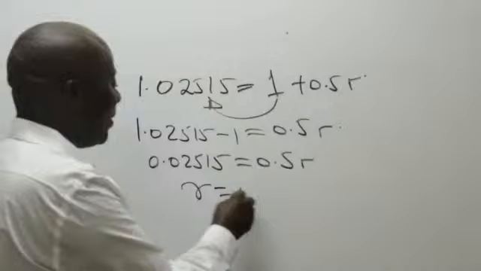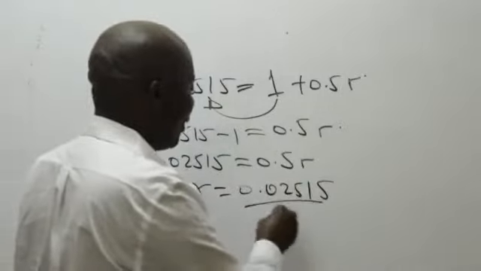So then R will be 0.02515 divided by 0.5.